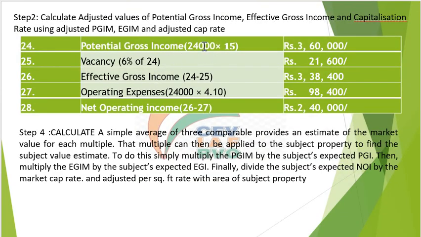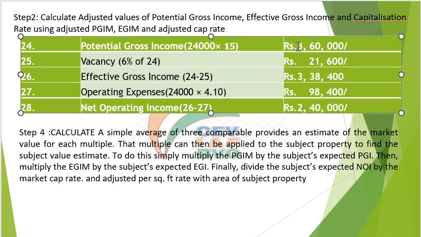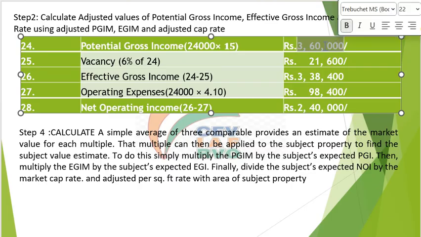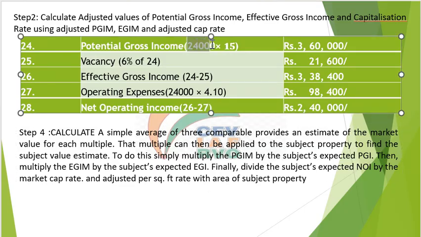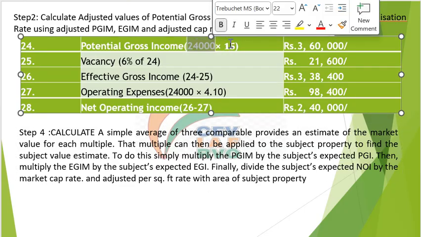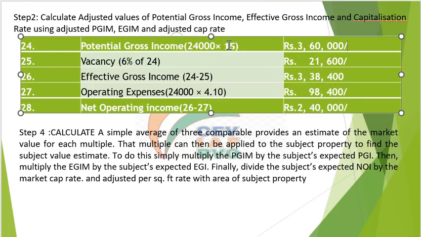So potential gross income multiplier. Potential gross income, you know, the area is 24,000 and 15 rupees per square feet is the rent in that area. So potential gross income is 3,60,000. This is for our subject property. The area of the subject property is 24,000 square feet and 15 rupees per square feet is the rent in that area. 3,60,000 will be the potential gross income.